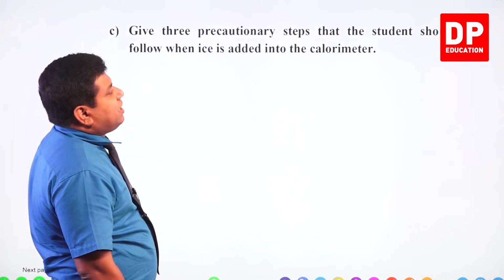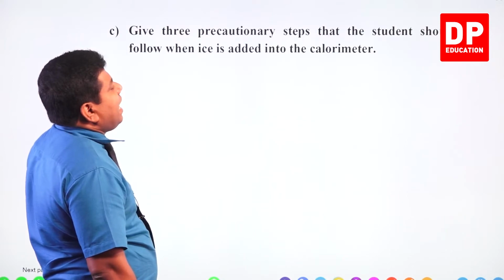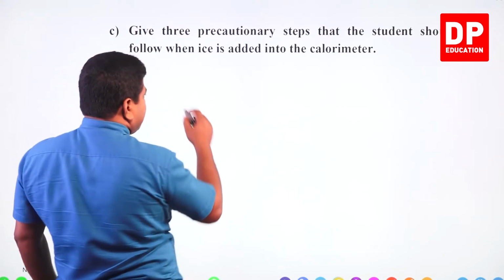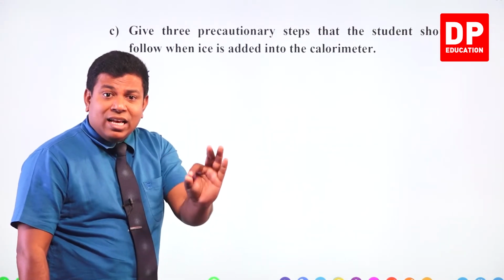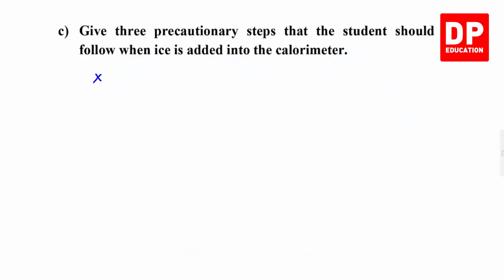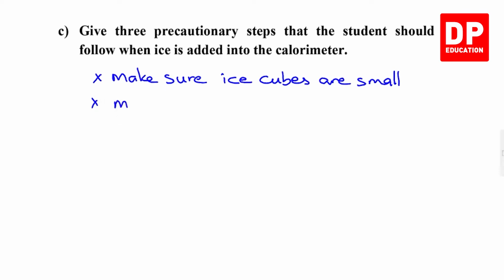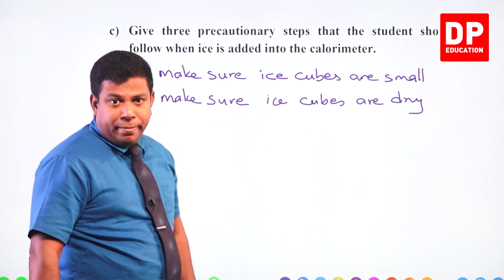Give 3 precautionary steps that the student should follow when ice is added into the calorimeter. What are the precautionary measures? One, make sure you add small ice cubes. Make sure ice cubes are small. Make sure ice cubes are dry. There shouldn't be any water on the surface of the ice cube. Right? That will be an error.